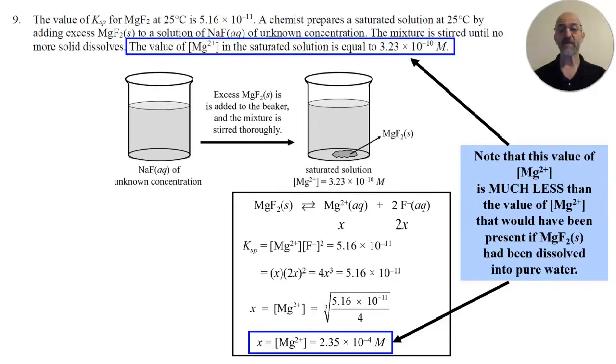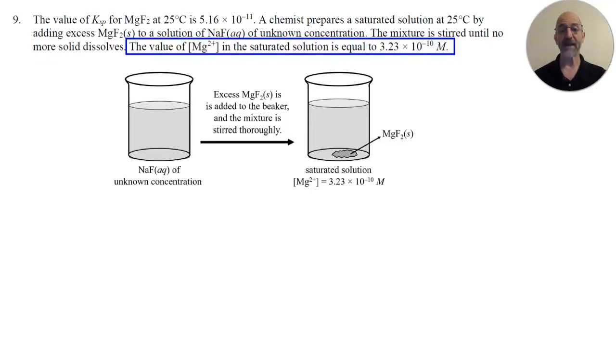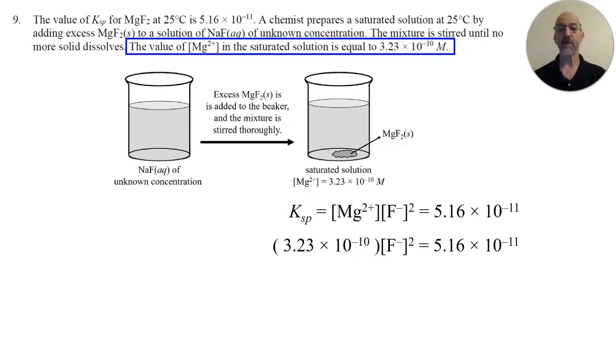So magnesium fluoride is much less soluble in a solution that already contains a common ion, the common ion being fluoride. Okay, now back to this particular question, and let's go ahead and do the calculation to finish question 9. So here is my KSP. What's the concentration of magnesium? We were given in this question, it was 3.23 times 10 to the negative 10.